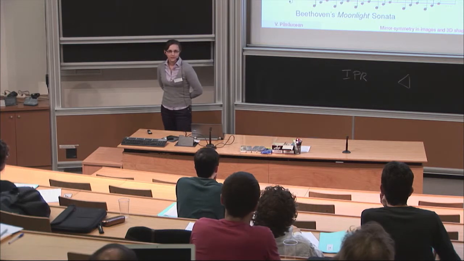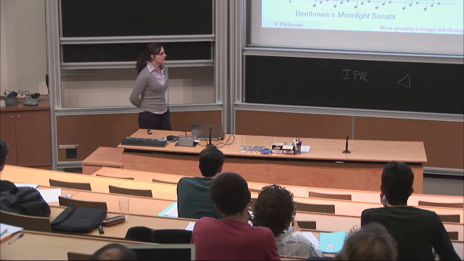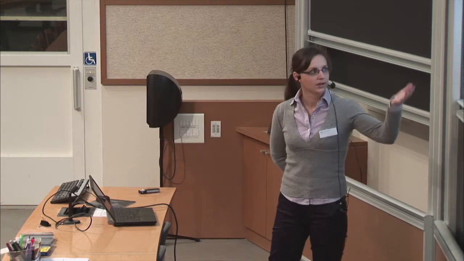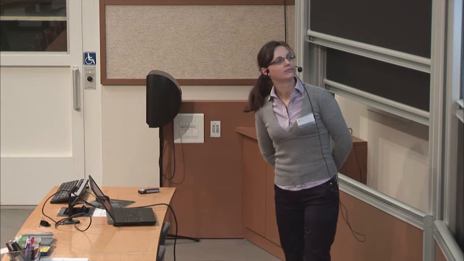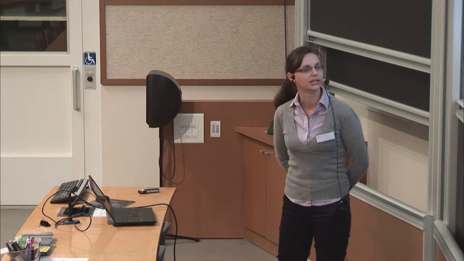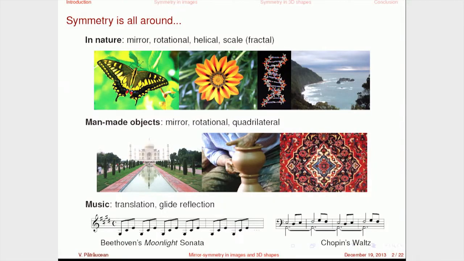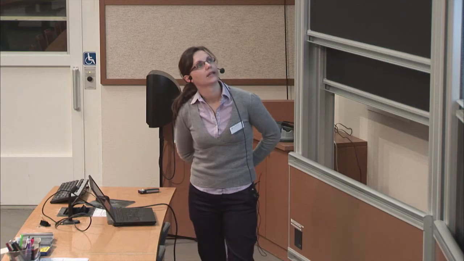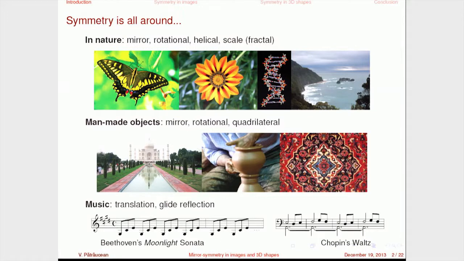And we must not think that symmetries are specific only to the visual world. They can appear, for example, also in music. So when you listen to Moonlight by Beethoven, you can identify a translation symmetry at the beginning. Or there we have a glide reflection, which is a translation combined with a reflection with respect to a horizontal axis. So symmetries appear everywhere. And obviously, they will appear in images and 3D shapes.